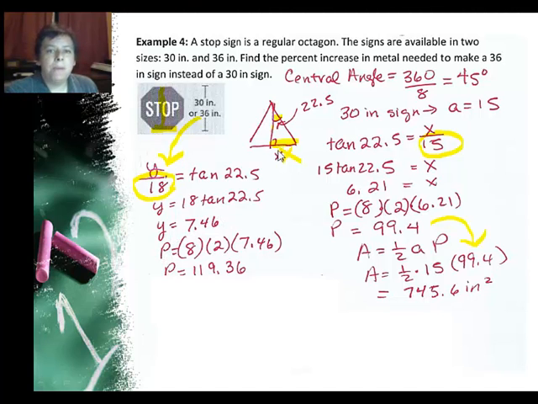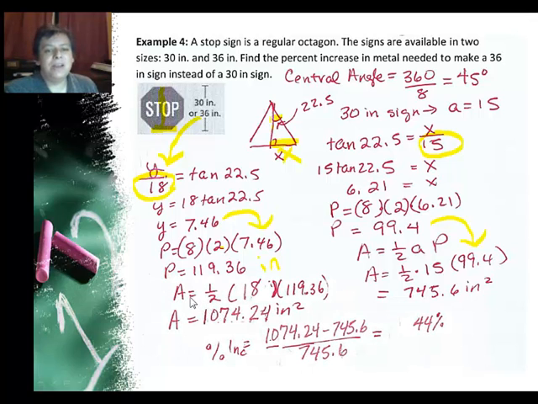So opposite over the apothem is tangent, same tangent. And when I go ahead and multiply both sides by 18, I get 7.46. So the perimeter, still 8 sides, and this value is only half, so I have to multiply it by 2. So 2 times 7.46 times the 8 sides, and I get 119.36 inches. So that really should be inches there.